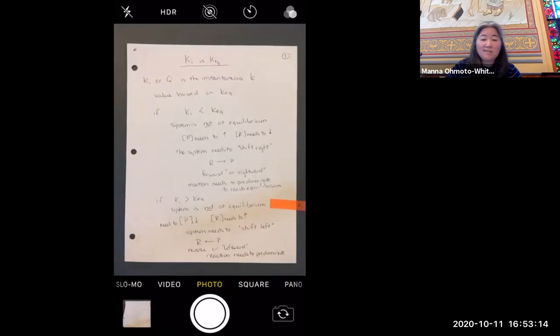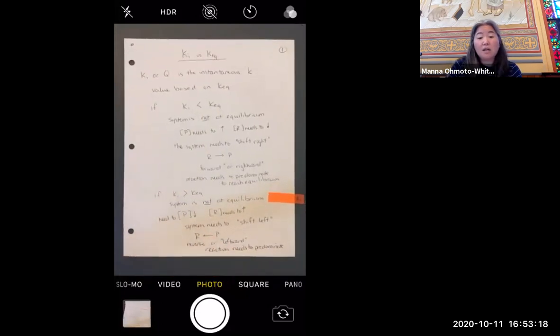If it is, it's at equilibrium. If it's less than my Keq value, then my system's not at equilibrium. If my Ki is less than my Keq, then I need to increase my product concentration and decrease my reactant concentration. In other words, I'm at the beginning of my reaction and it hasn't quite reached equilibrium yet. So I need to have my reaction continue so that I create more products. I need to favor my reactants to products reaction.